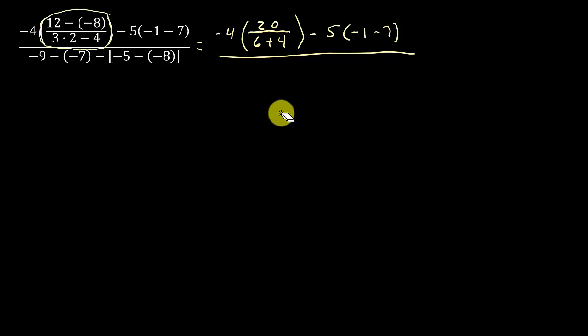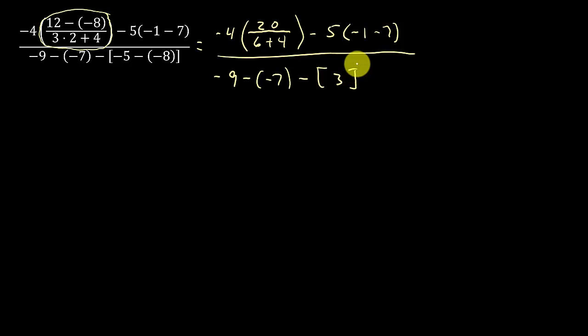Because remember, we're doing the numerator and denominator like it's two different problems. So when I look in the denominator, well, I've got grouping symbols here. So I need to work inside those grouping symbols first. So that's going to be -9 minus -7 minus. Now I've got -5 minus -8. Well, that's -5, and the minus and minus make a plus. So that's -5 plus 8, which is 3.